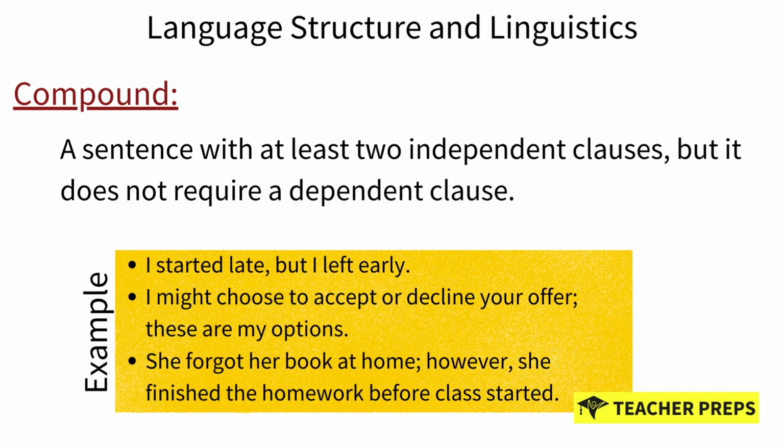A compound sentence is a sentence with at least two independent clauses, but it does not require a dependent clause. For example, I started late, but I left early. I might choose to accept or decline your offer; these are my options. Or, she forgot her book at home; however, she finished the homework before class started.